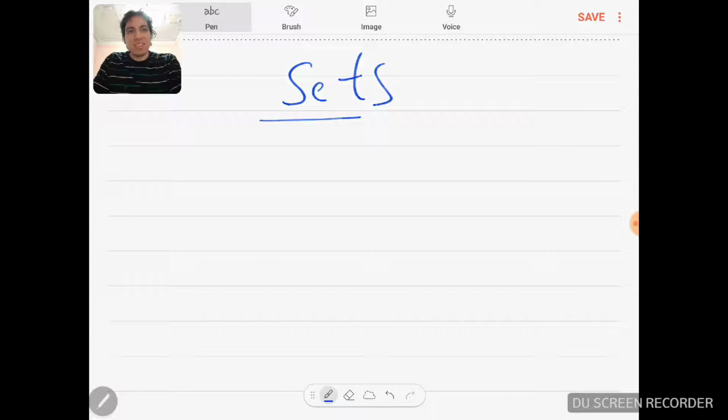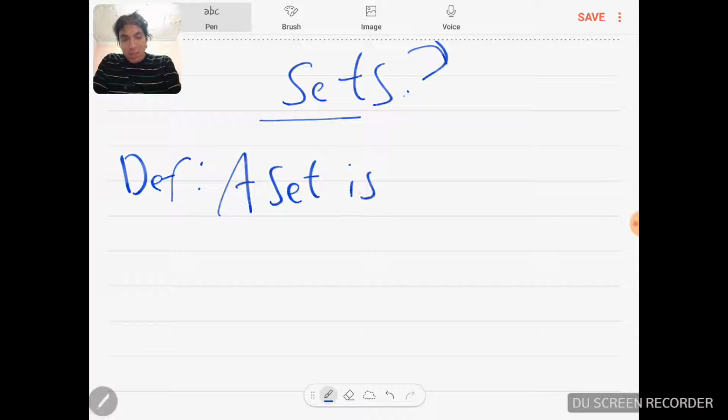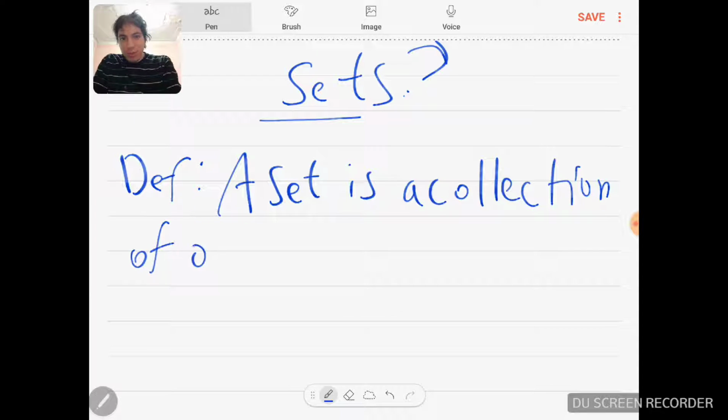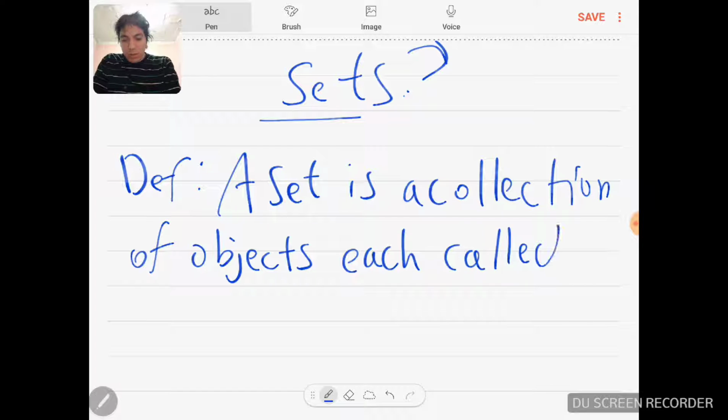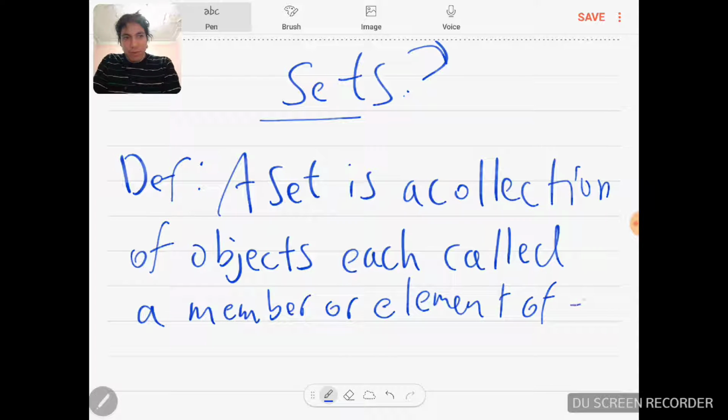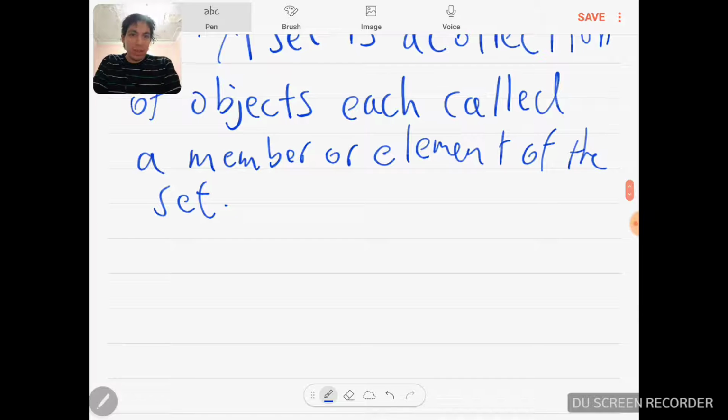What are sets? You might be wondering, what are sets? So the thing is, the definition of a set is this. A set is a collection of objects, each called a member or element of the set. So now what are you trying to explain is what you're trying to think.